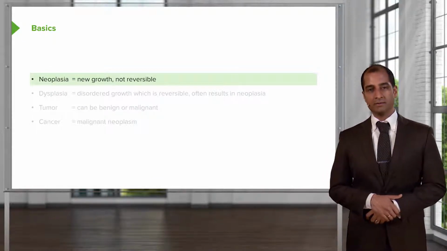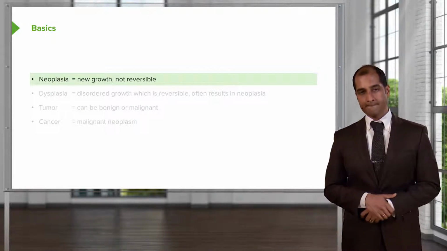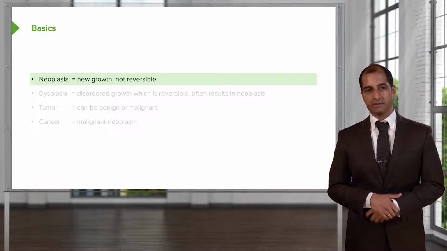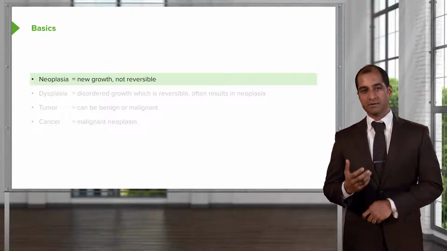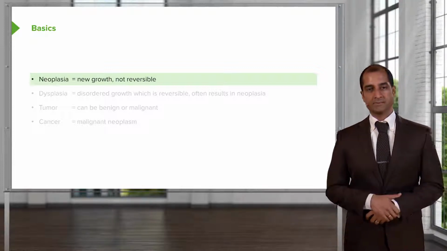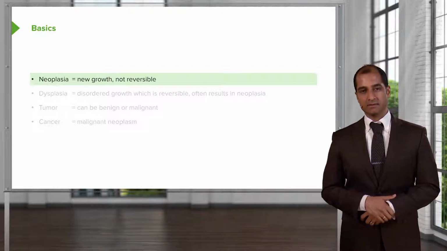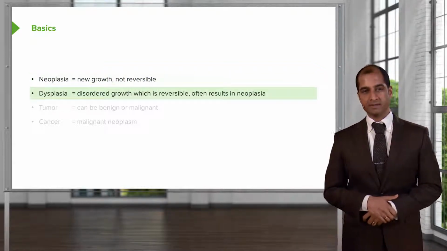Neoplasia: new growth, not reversible, is a key, even with benign. Remember, if a cell undergoes increased mitotic rate, at some point within the cell cycle, meaning that you're in the M phase, it's very difficult to reverse that.